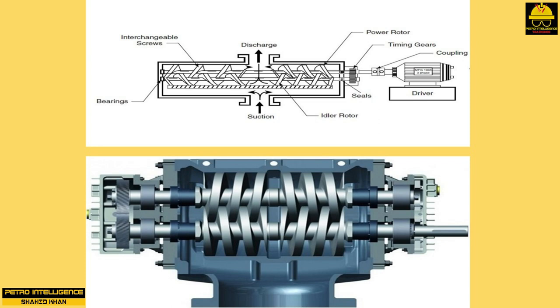A two-screw pump has two rotors, a power rotor and an idler rotor. A set of external timing gears and bearings allows the screws, the rotors, to turn in unison without making contact with each other. This feature allows the pump to transfer any fluid regardless of abrasiveness, lubricity, or viscosity. In addition, because the screws do not touch, the pump can run empty without damaging the system.